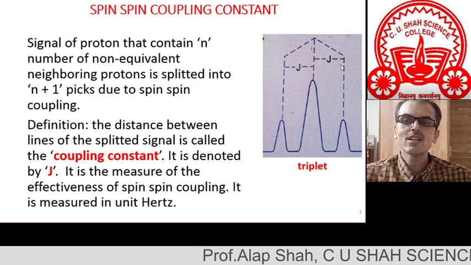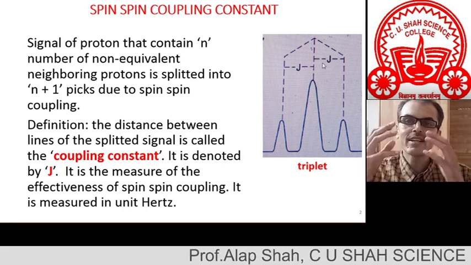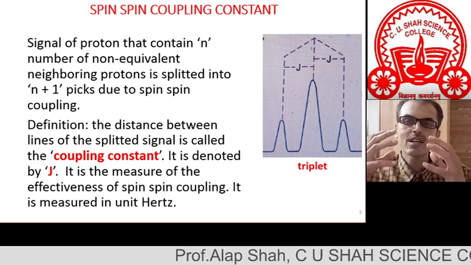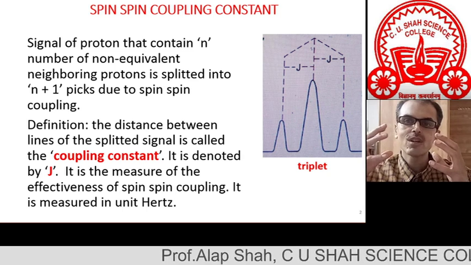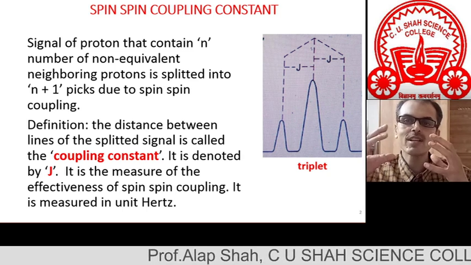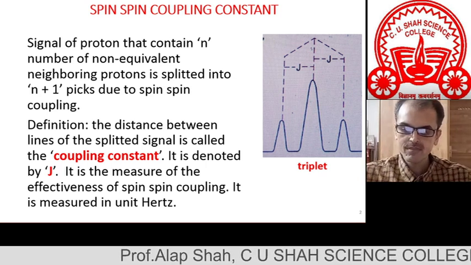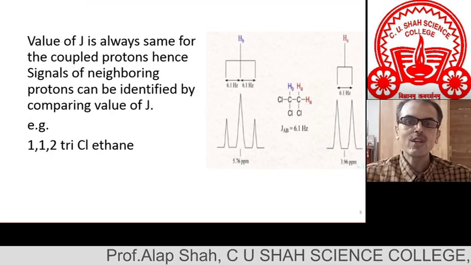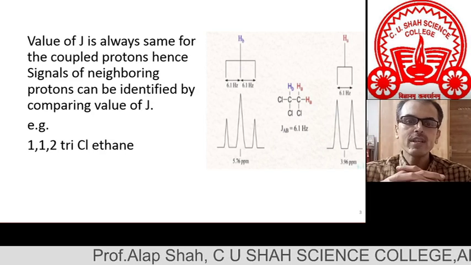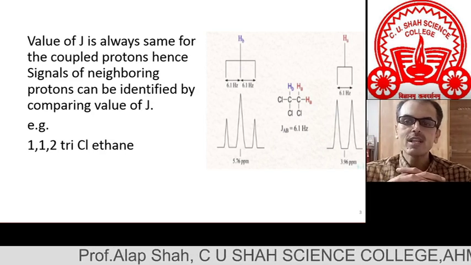It is measured in the unit hertz, and it is a measurement of the effectiveness of coupling. So the more powerful the coupling between the neighboring protons, the more will be the value of J. The value of J is actually the same for neighboring protons.